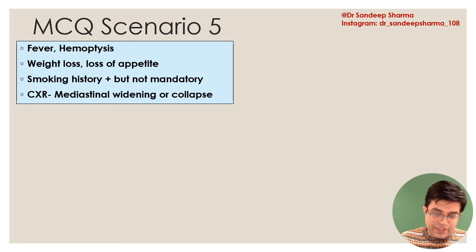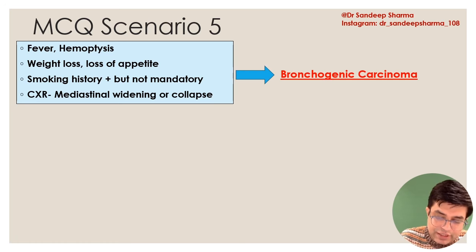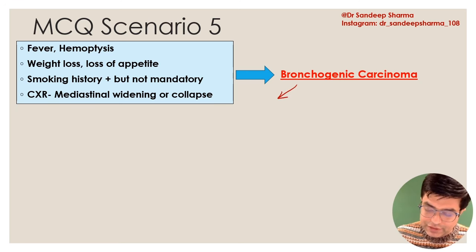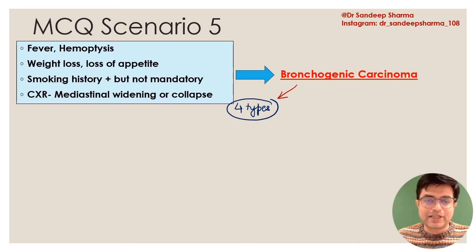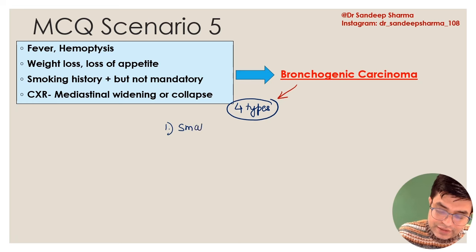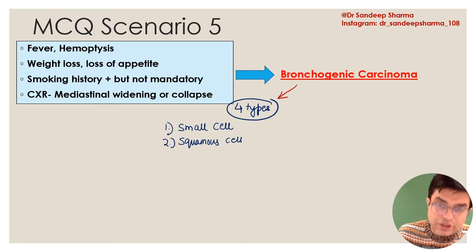And the patient will show chest X-ray showing either a widening of the mediastinum or collapse in specific segments of the lung. So ऐसे patient के अंदर the likely diagnosis is going to be cancer of the lung. We call it as bronchogenic carcinoma. Let us do a quick review of bronchogenic carcinoma. Bronchogenic carcinoma के 4 types होते हैं. There are 4 types of bronchogenic carcinoma according to WHO. There are rare subtypes also. 4 types होते हैं. The first variety is called as small cell lung cancer. Second variety is called as squamous cell cancer. Third variety is called as adenocarcinoma.